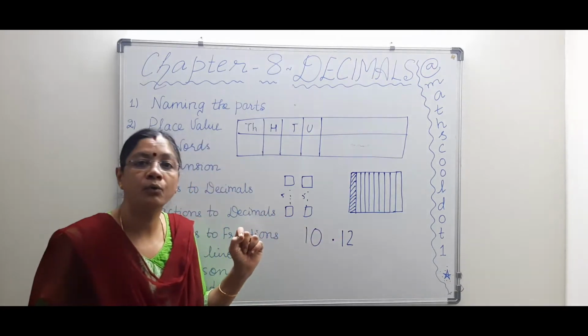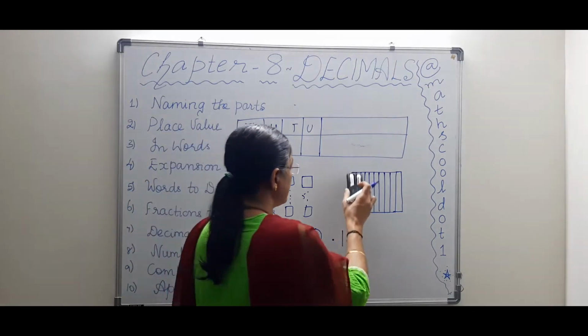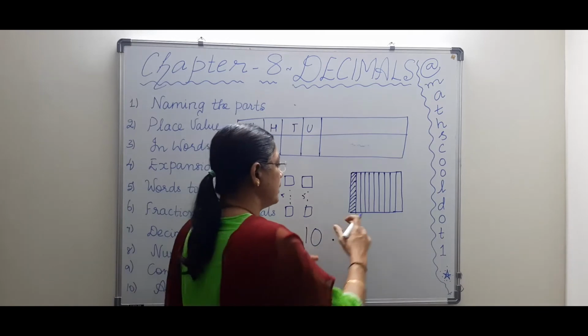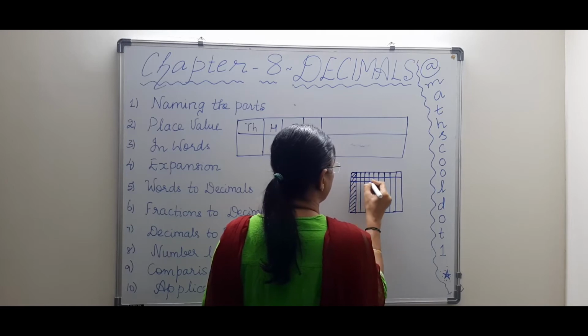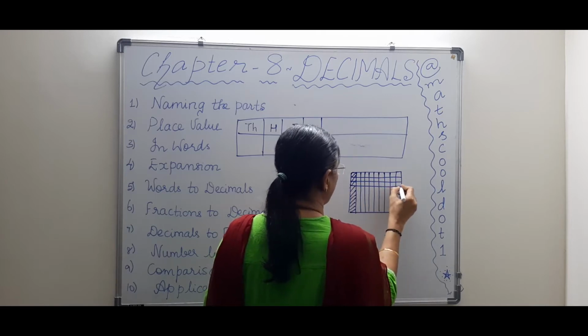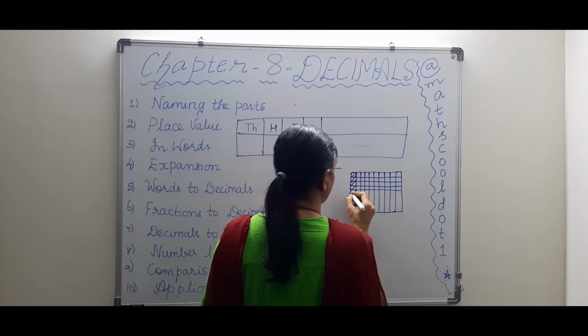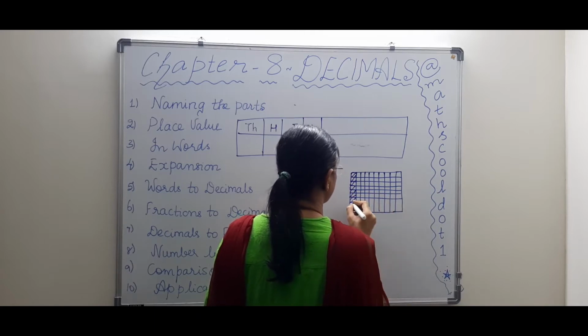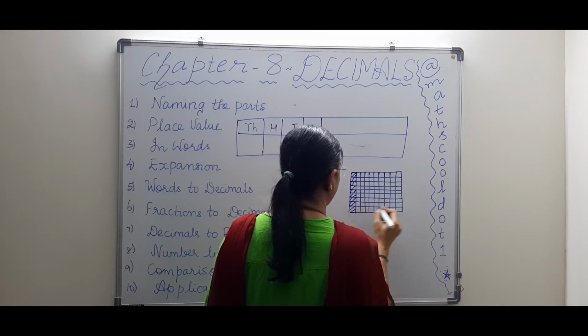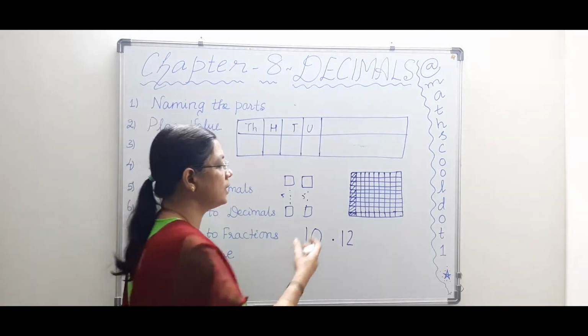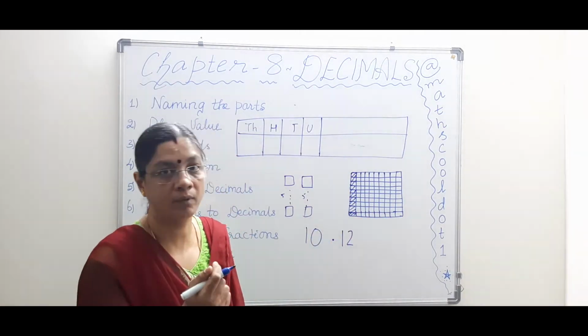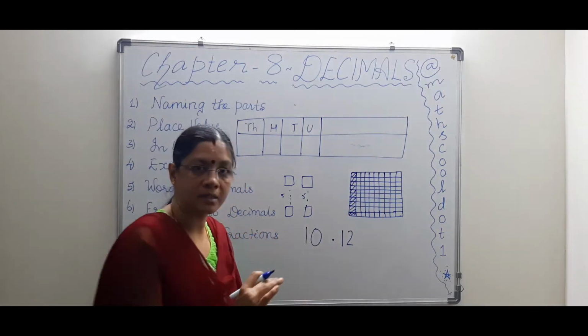For the next number, how do I represent it? Imagine I have shaded 1 for 1, that is over. Imagine I am drawing a next square, and the next square is further divided into 10 equal parts. Already it is 10 equal parts, 1, 2, 3, 4, 5, 6, 7, 8, 9 and 10 here. Now further I am dividing it into 10 equal parts. Now totally 10 into 10, we have 100 equal parts, isn't it? We have 100 equal parts here.